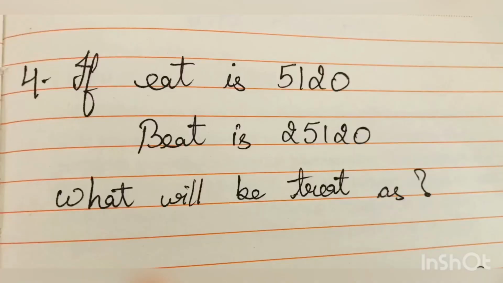Now we will go on to our fourth question. In the fourth question, they have coded eat as 5120. They have coded beat as 25120. Now we have to tell the code for treat. Right, so this is really very easy and we have all done this already.